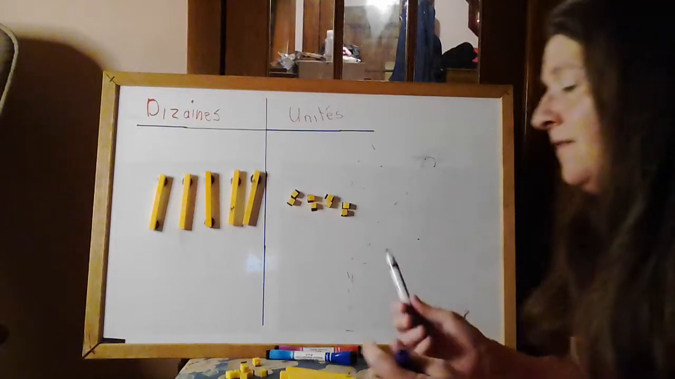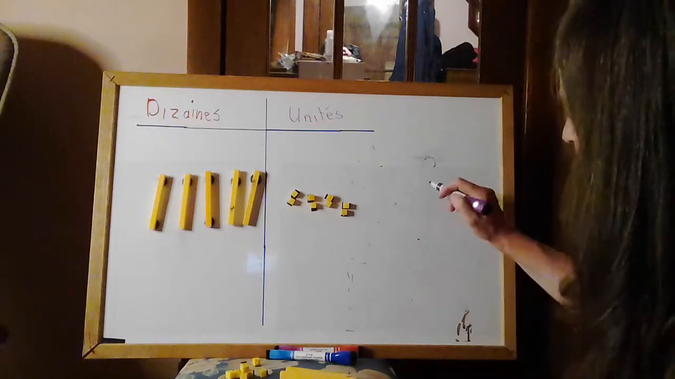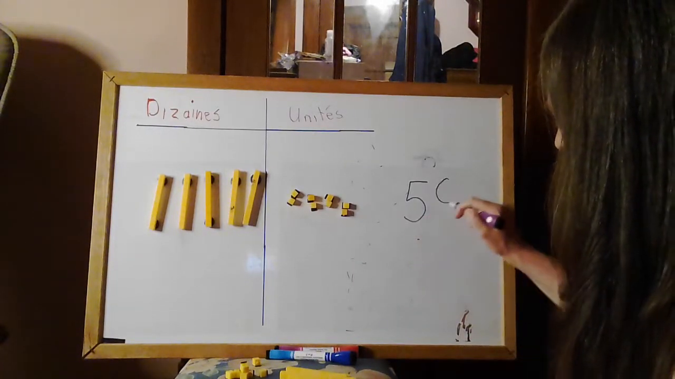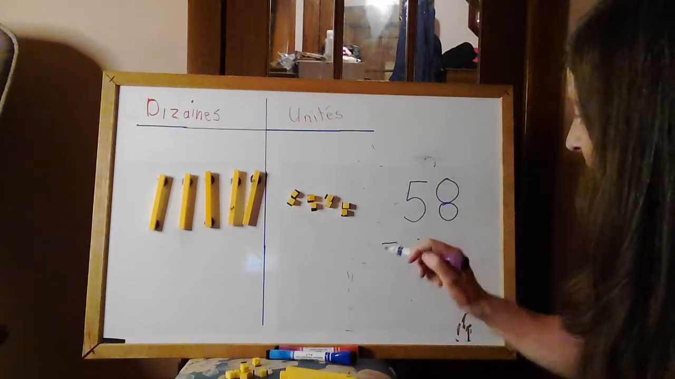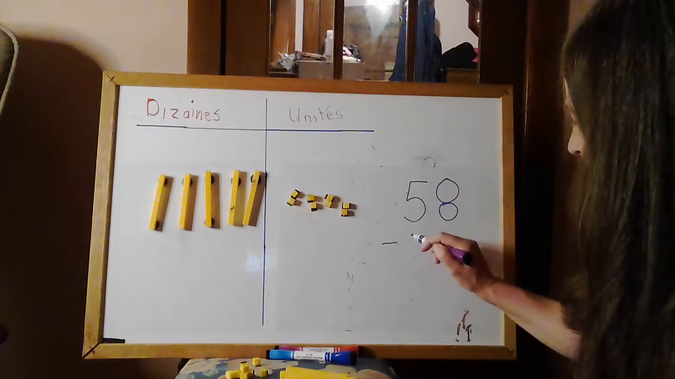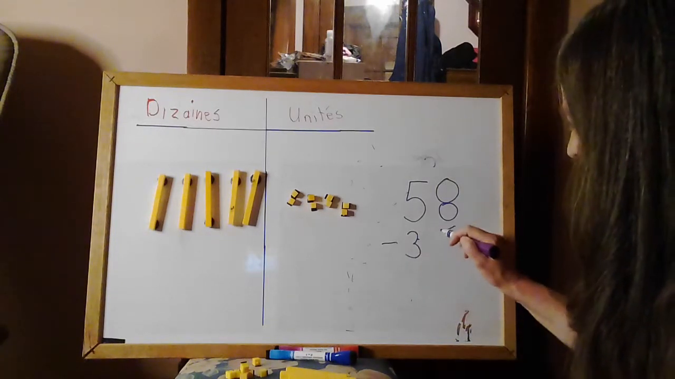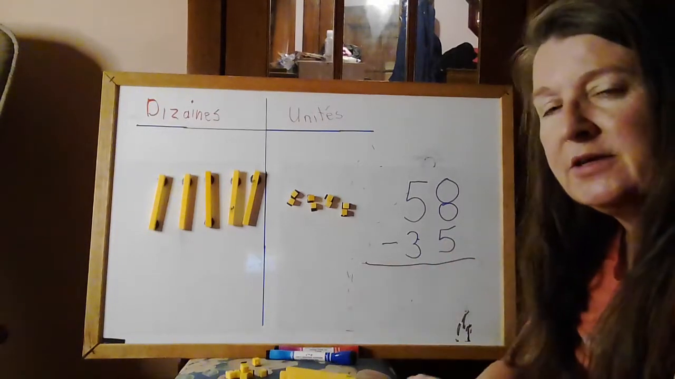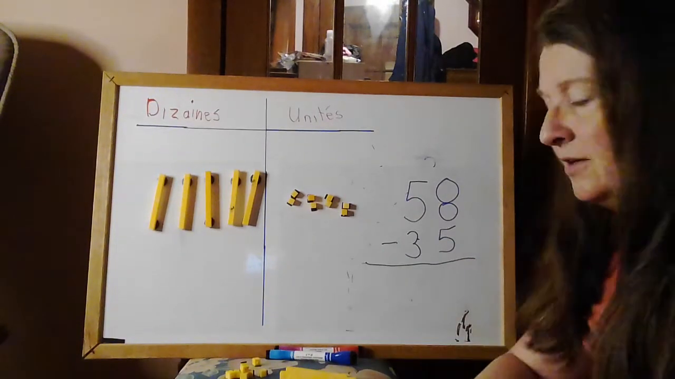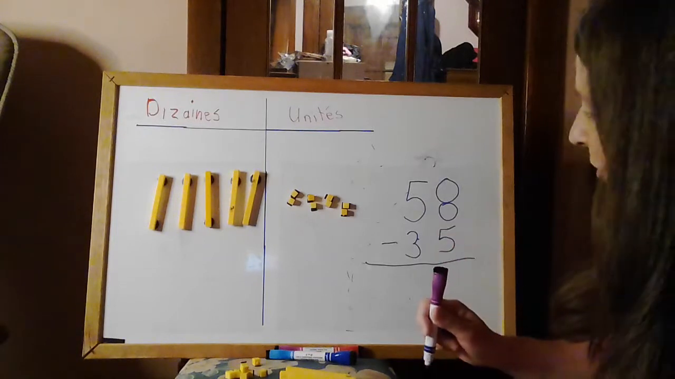Let's say they're cookies. 58 cookies. And I want to give 35 of them to everyone in my class. I'm going to bring 35 into the class. I will give them away.